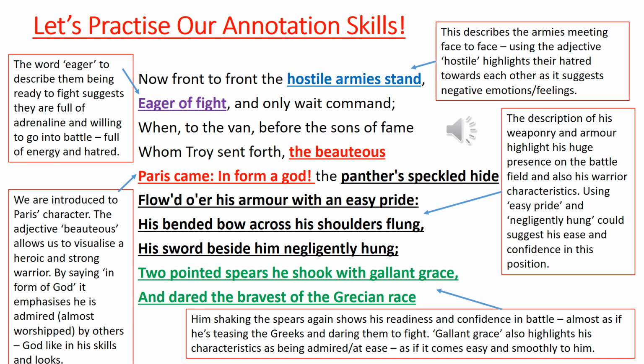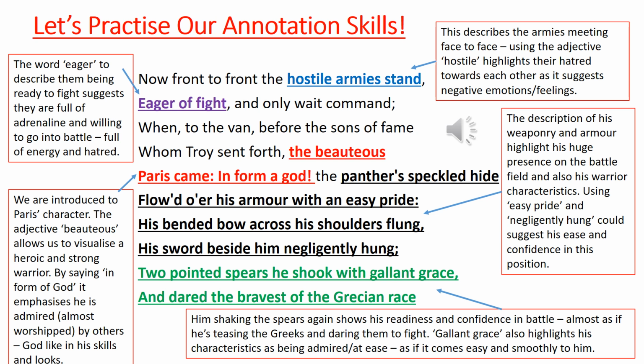Okay, so the next one, you've got those 4 lines where it describes what Paris is wearing. So if you press the button again, you should see that Panther's speckled hide flowed over his armour with an easy pride. His bended bow across his shoulders flung, his sword beside him negligently hung. So it's describing the weaponry that he's holding. So he's got like a bow and arrow over his shoulder, and then he's got a sword that's negligently hanging by him. And negligently means sort of like without a care, without a worry, as if it's part of him, as if he's used to it.